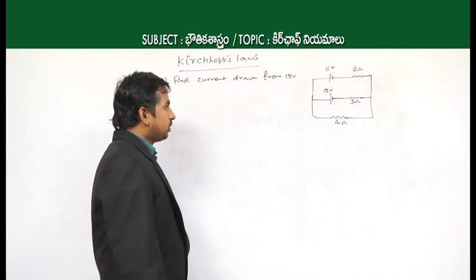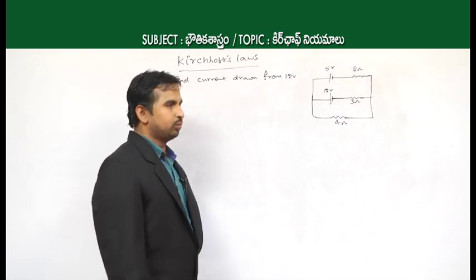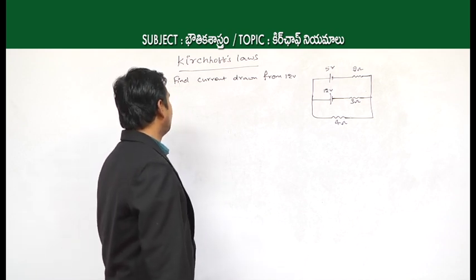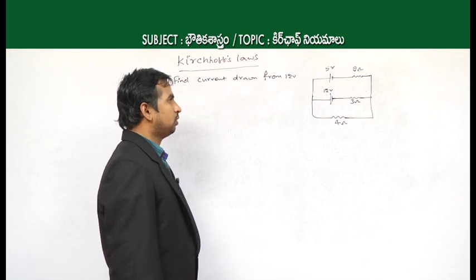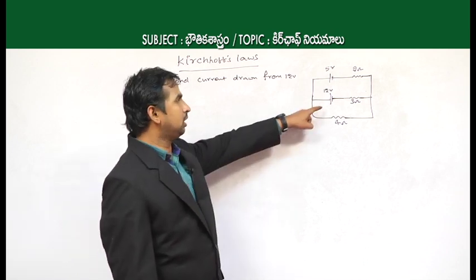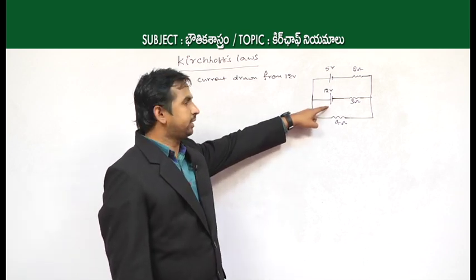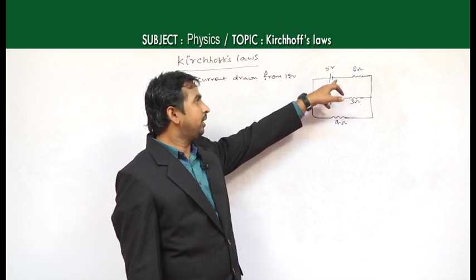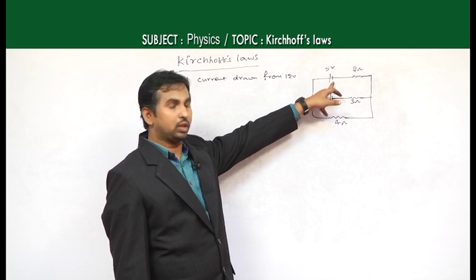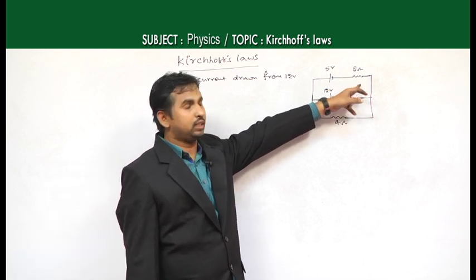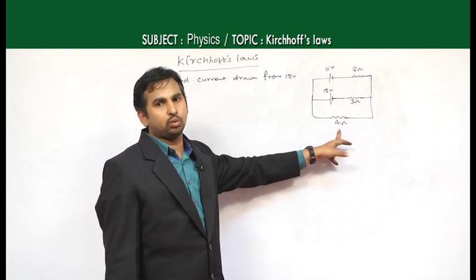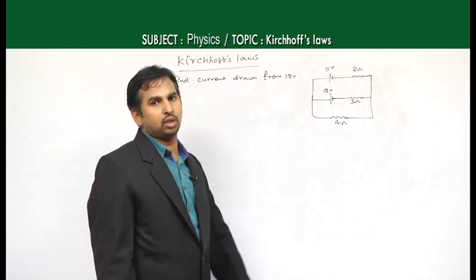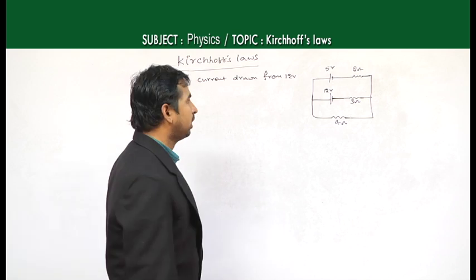Now, based on these Kirchhoff laws, we will see a small numerical. In the given circuit, we have to find the current drawn from the 12 volts battery. Along with the 12 volts battery, we have a 3 ohm resistance, and one more battery of 5 volts having 2 ohms, and here we have 4 ohms. In total there are 3 resistances and 2 voltage sources.